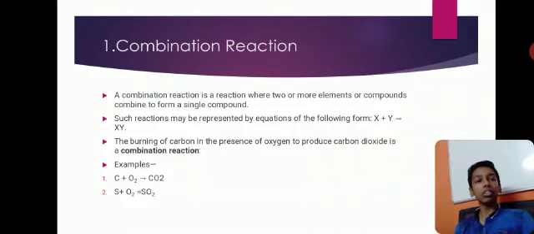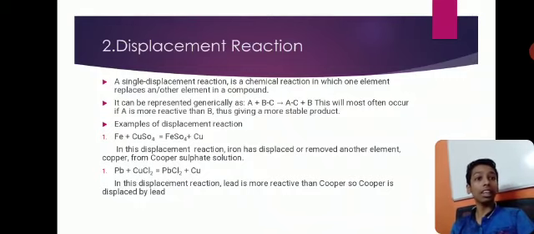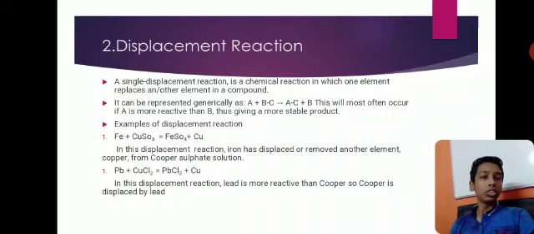Now we will see our second reaction, that is displacement reaction. A displacement reaction is a chemical reaction in which one element replaces another element in a compound. It can be represented as A plus BC gives you AC plus B. Here A is more reactive than B. This will give us a more stable product. An example of a displacement reaction is Fe plus CuSO4 gives you FeSO4 plus Cu.